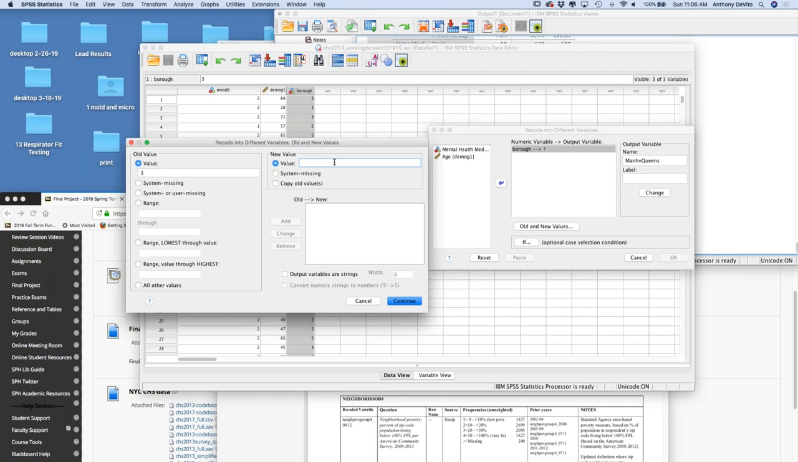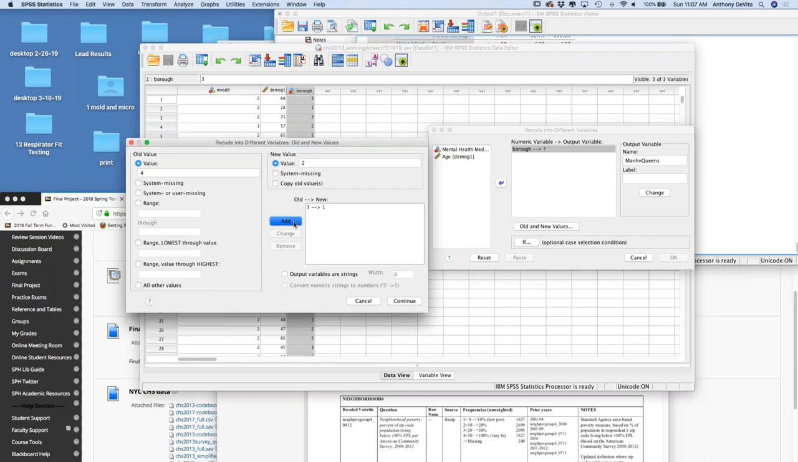Okay, and the value 4 is going to become the value, actually, to tell you the truth, I got an even better way to do this. Okay, the value 3 is going to become the value 1. The 3 is Manhattan, I think, right? It's going to become the value 1 in my new variable. Okay, and the value 4 is going to become the value 2 in my new variable. That's Queens. Okay. And that's it.